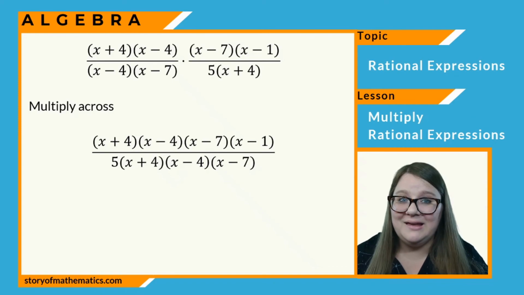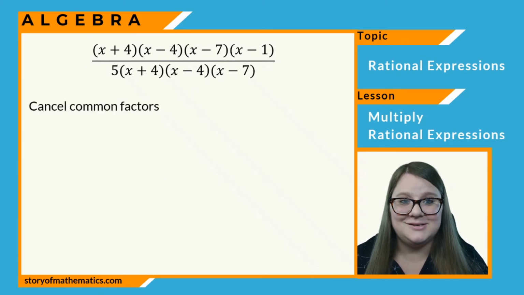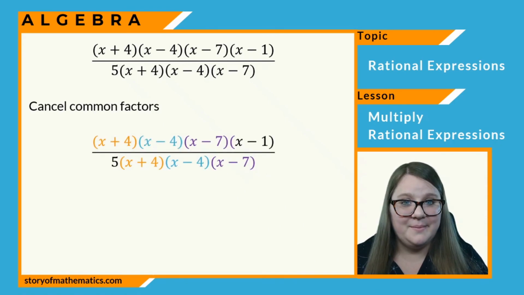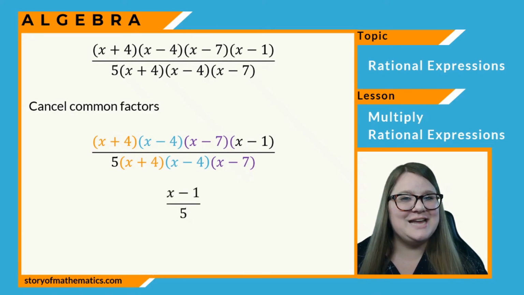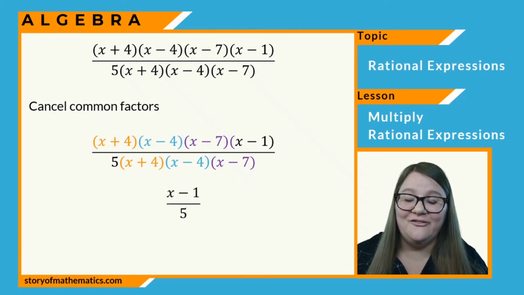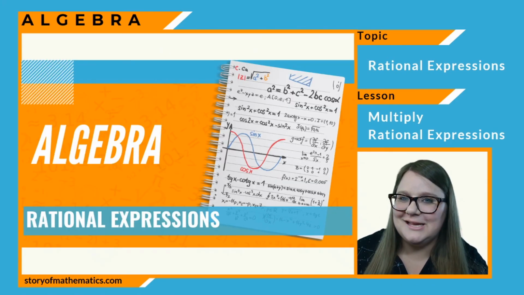Now that's a lot going on, but the great thing is that we're going to be able to cancel out common factors. We have an x plus 4 on top and bottom, also an x minus 4 and an x minus 7. When I get rid of all of those things, I'm left with just x minus 1 over 5, which is a lot simpler. And that is how you multiply rational expressions.